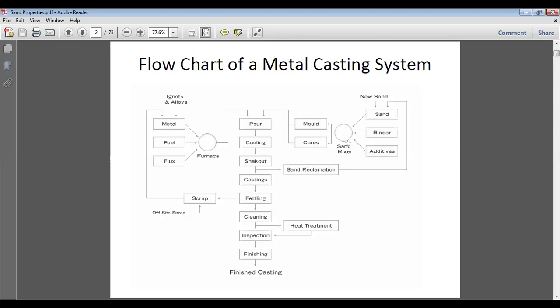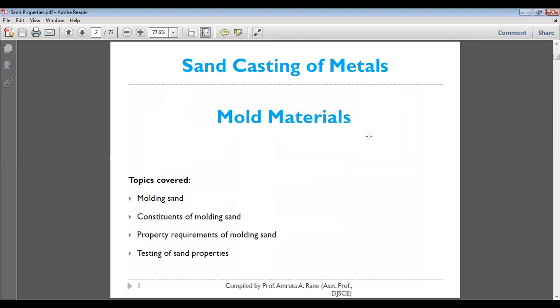So today we'll be discussing the sand, properties of sand, what aspects of sand are useful, and the constituents of sand. So mold material, sand casting of metals, as I told. So this is molding sand, constituents of molding sand.